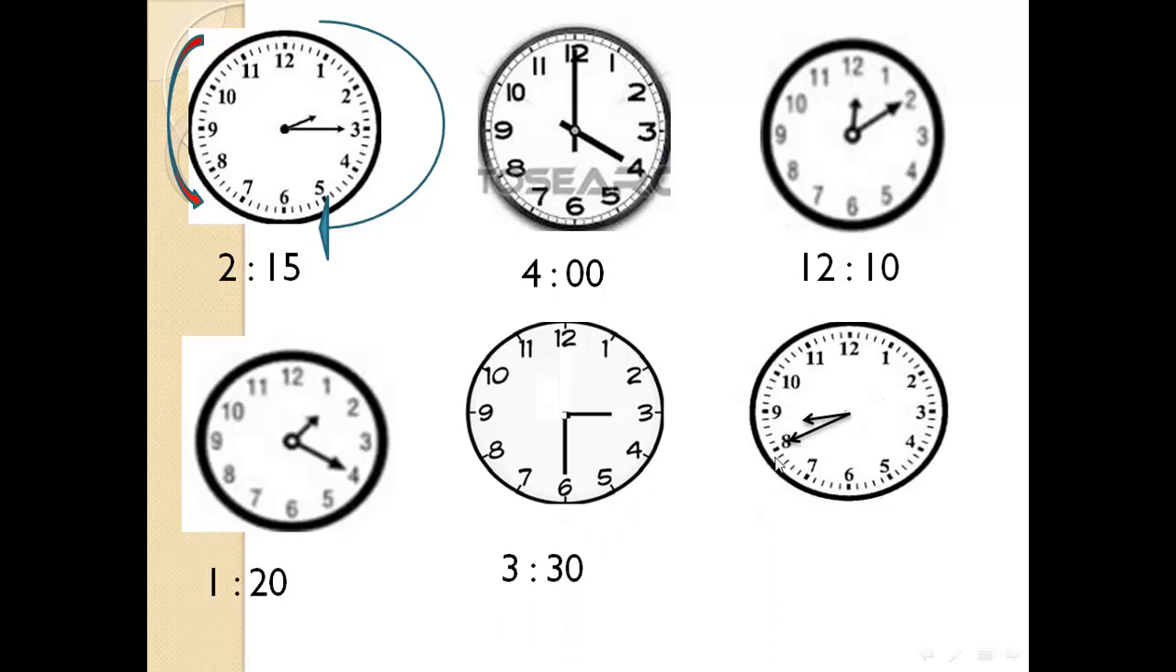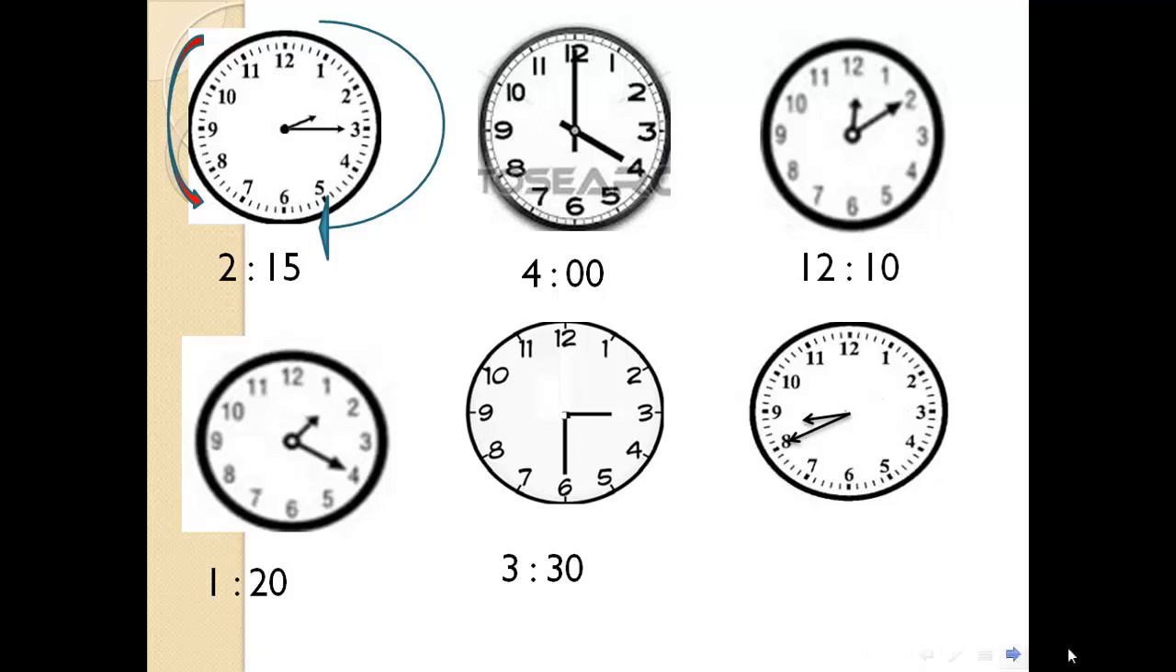Here, the short hand points between 9 and 8. Take the smaller number. I am not reaching 9 here, I am still in the region of 8. When you see the short hand between any two numbers, take the smallest one. Between 9 and 8, which one is the smallest? 8. So I'll take 8.